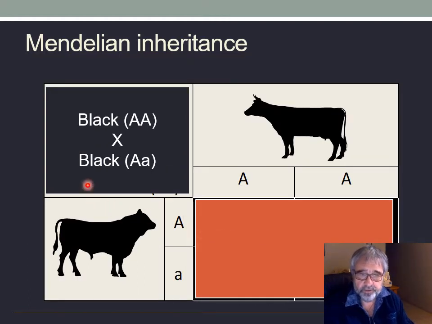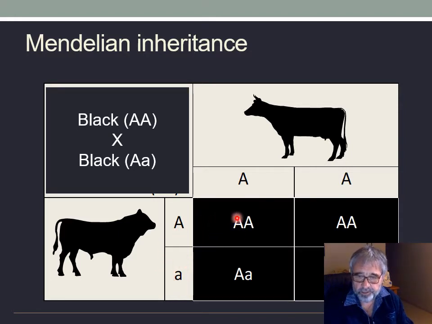What happens if you have a black cow, or let's say 30 black cows, and you mate them to a black bull, but he's a carrier black bull, so he's not pure black, he's a carrier of the red gene? Half the calves would be pure black, having only the black gene, and the other half will be carriers of the red gene, but all of them will be black coated animals.